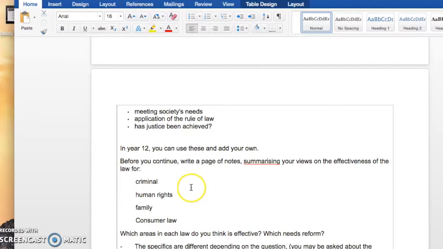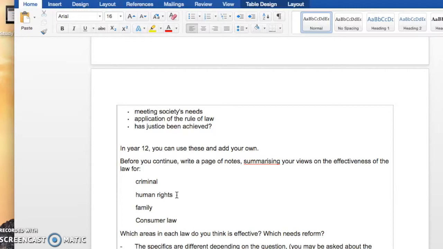So, just write down a couple of dot points, even a couple of sentences. Do you think the law is effective in criminal? What do you think is effective? What do you think is not effective? Do you think the law is effective in human rights? In what aspects do you think it's effective? In what aspects do you think it's not effective? That will help you articulate your thoughts before you start, because you already know what you are arguing.